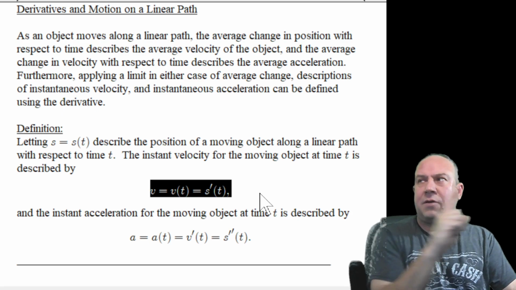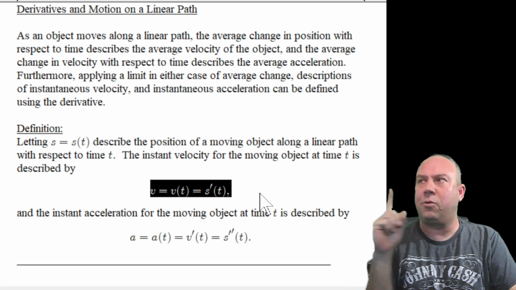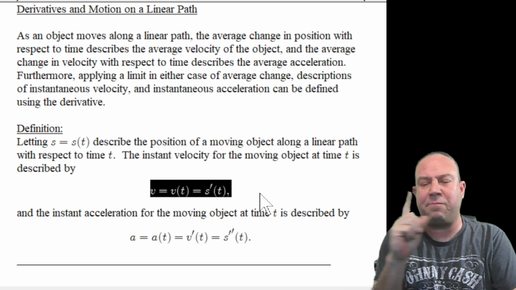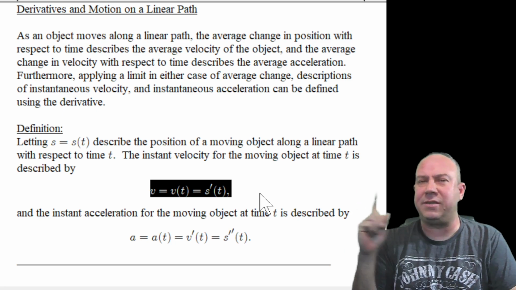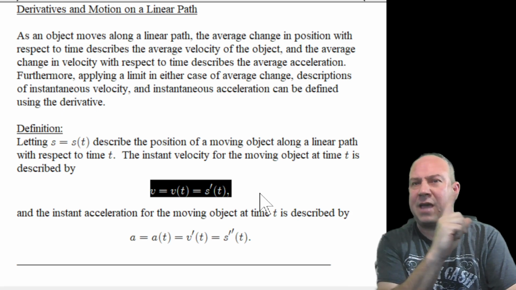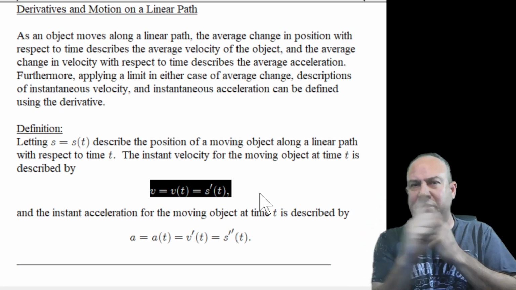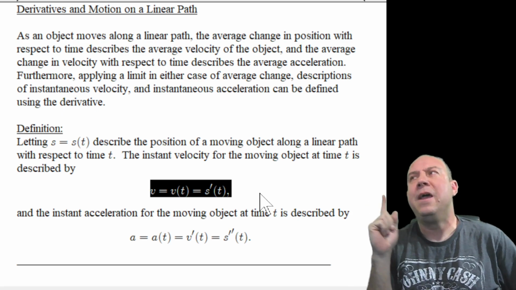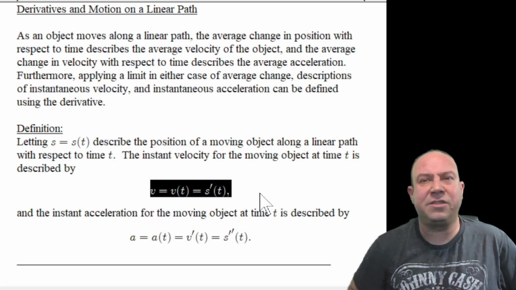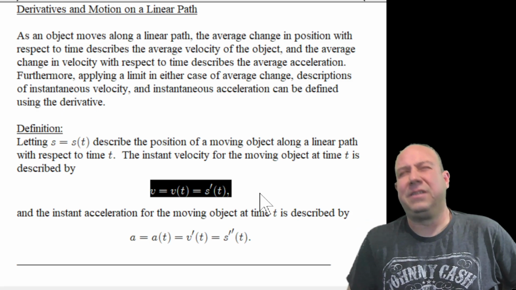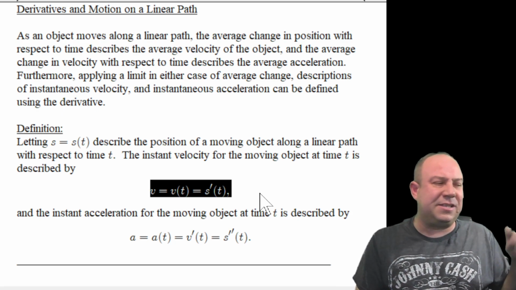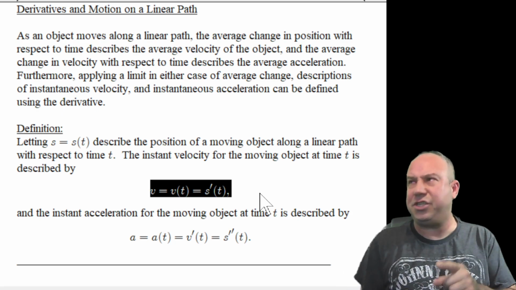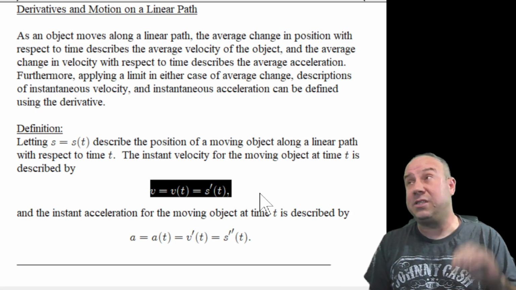As it moves along that path, it can move faster or slower along that path. Right? And at any point in time, as it moves back and forth along that path, with its description of position given by s of t, the derivative of s of t will describe its velocity at that point in time. It will describe the instantaneous rate of change in position with respect to time.